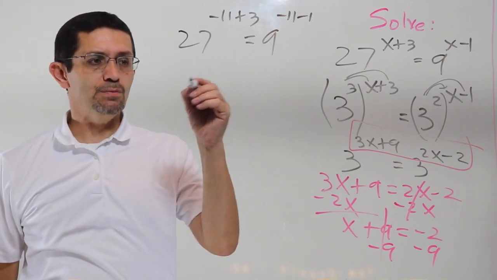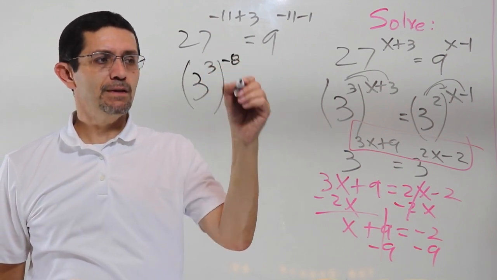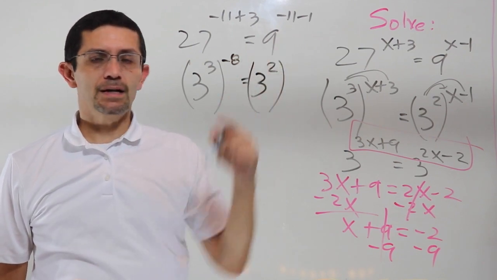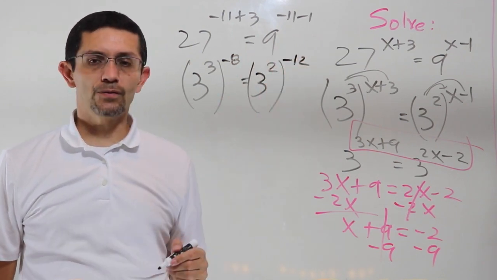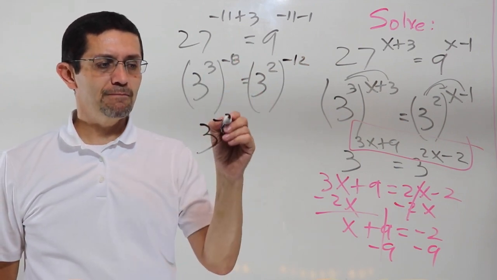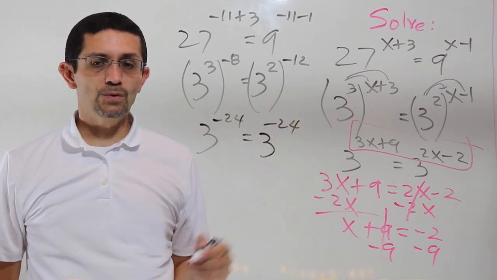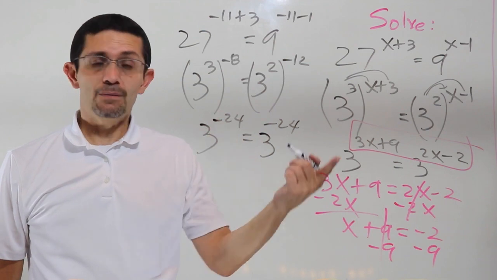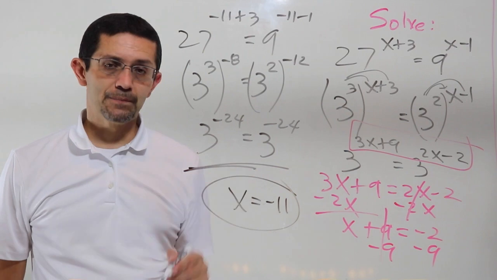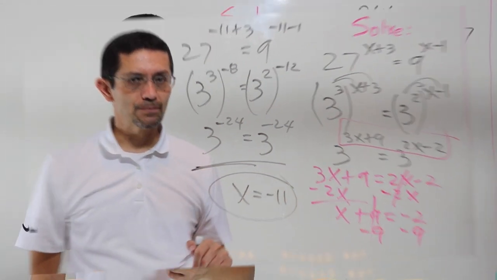27 is 3 cubed. Negative 11 plus 3, negative 8. 9 is 3 squared. Negative 11 minus 1, negative 12. Exponents, multiply them. 3 times negative 8, negative 24. 2 times negative 12 is negative 24. And 3 to the negative 24 is the same as 3 to the negative 24. Therefore, my answer was negative 11. Okay? We need to double check because some of these equations will have extraneous solutions.